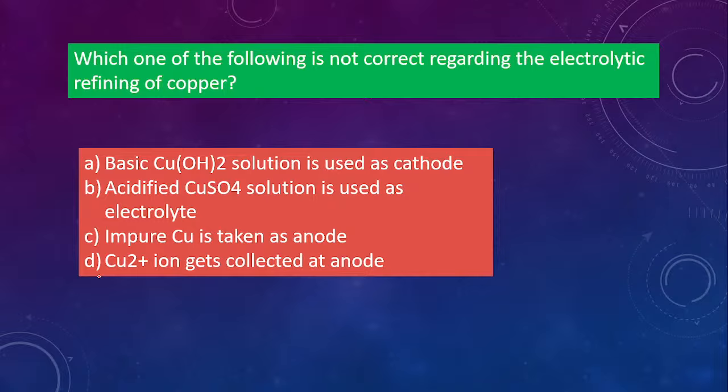Option A. Okay, Sanjeev, A. Let's see the answer. So yes, the answer is A. Basic copper hydroxide solution is used as cathode, that is wrong. At cathode, you will not take any hydroxide solution. That's an electrolyte, so you will not take an electrolytic solution there. It has to be a metal there.